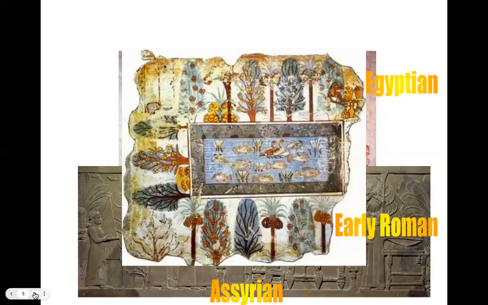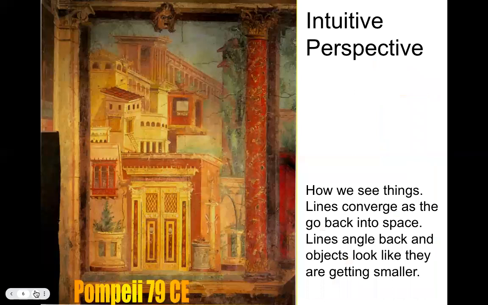This is an example of early Romans, and sometimes they would mix your point of view. You might have an aerial view of a pond and then the profile view of a tree. So it didn't always make sense. But one of the things the ancient Romans started to notice is what we call intuitive perspective. We did this when we drew boxes or did some of our still life objects. We can see as things go back into the distance that lines start to go back in a diagonal.